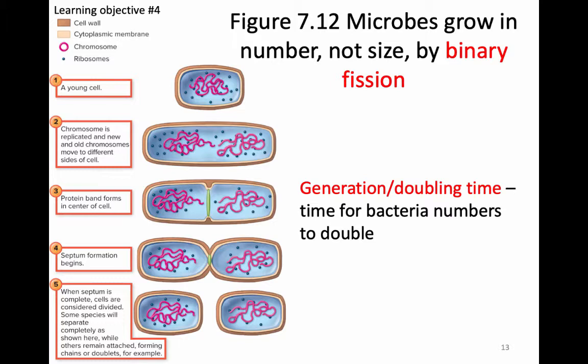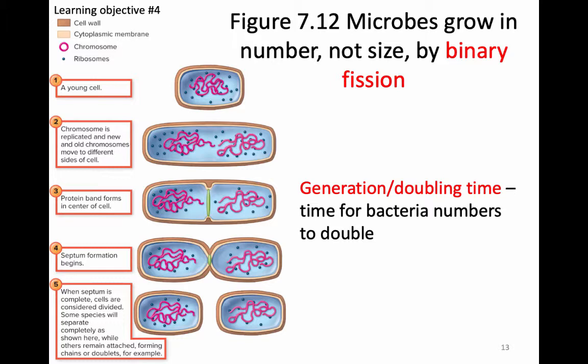So in this figure, we have a parent cell at the top, which copies its DNA chromosome. So we have two copies. Those two copies move to opposite ends of the cell, and the cell pinches off to form two separate daughter cells. So in this process, the parent cell and the two daughter cells are identical.